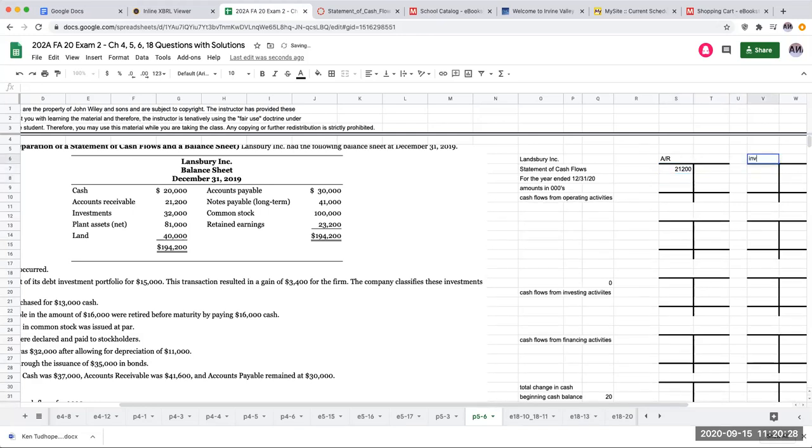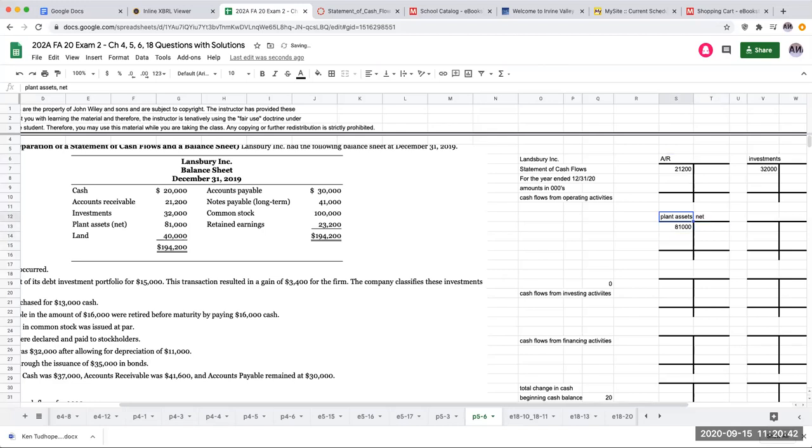I'm not concerned with cash at this point in time, but we've got accounts receivable, opening balance of 21,200. My investments had an opening balance of 32,000. Plant assets, this is going to be interesting. Net, okay, this is 81,000. What does that mean? It means that it includes accumulated depreciation. So I'm going to basically mark that out over here. This will be fun.